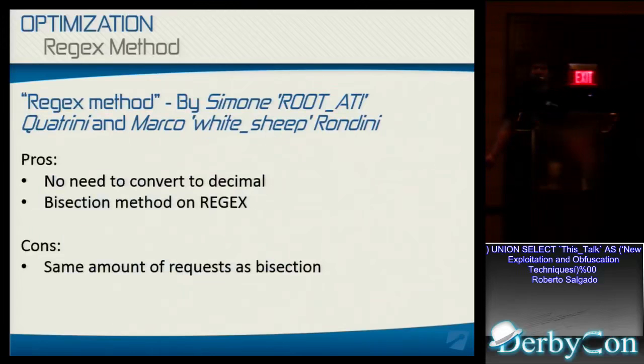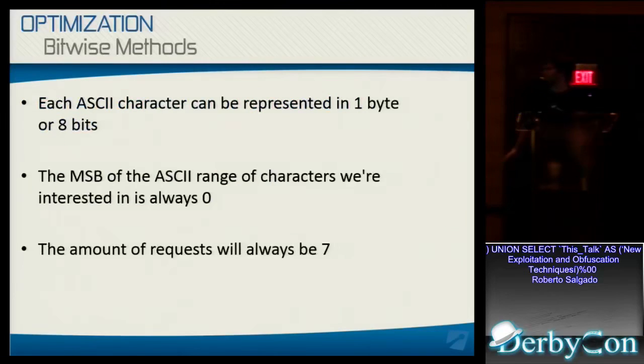Yeah, and it's the same amount of requests as the bisection method, basically. So the bitwise methods. Each character in the ASCII table can be represented in 7 bits for the range we're interested in. The most significant bit, as I was saying earlier, is always going to be 0, so we can kind of ignore that. So for the bitwise method, since we're retrieving bits here, the maximum amount of requests we'll need is only up to 7 bits, because the 8th bit is always going to be off, so we can just assume it's always 0.